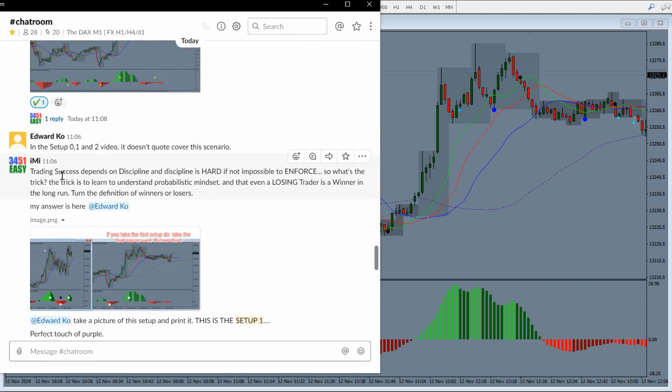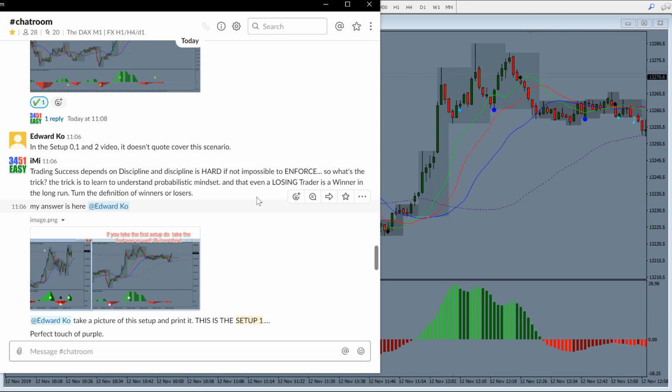So I said, trading success depends on discipline, and discipline is hard, if not impossible, to enforce. So what's the trick? The trick is to understand that a trader needs to develop a probabilistic mindset. Even a losing trader is a winner in the long run, like I explained earlier. We need to turn the definition of winners or losers. We have to switch it.